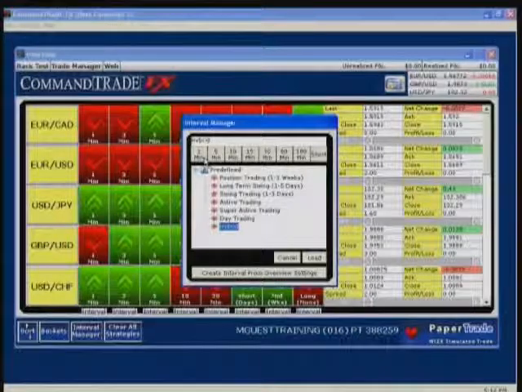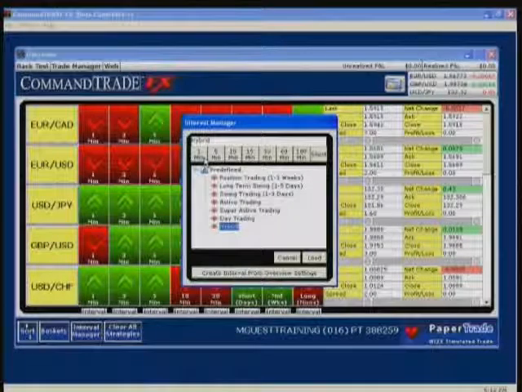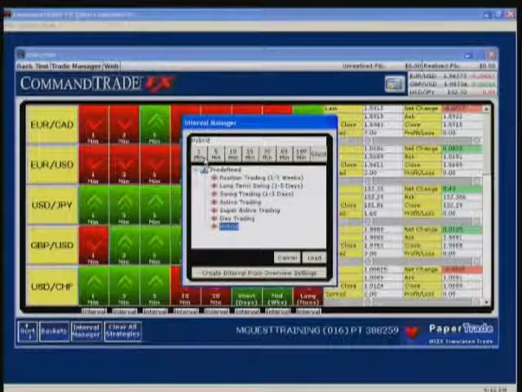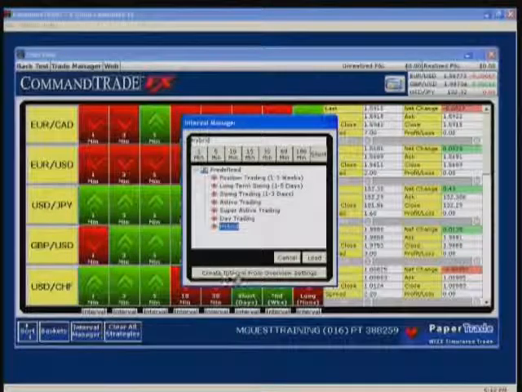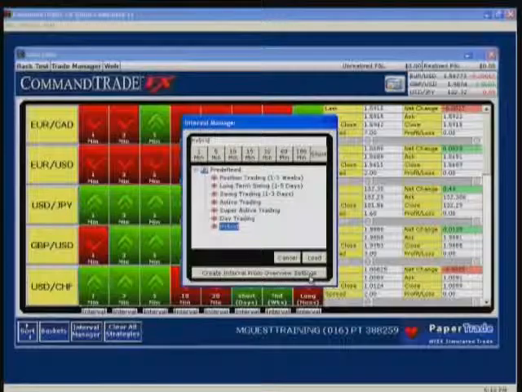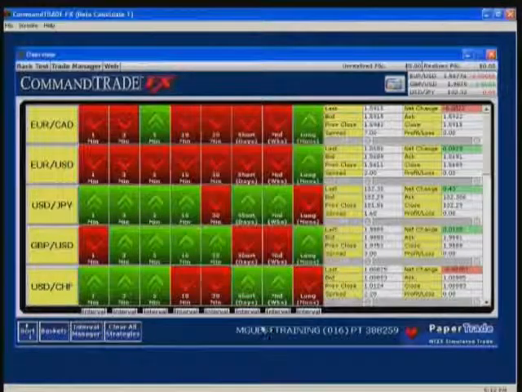So again, no matter your trade style, when you first load up that software, you're going to find a template designed for your trading style. Awesome. Now, of course, you can create custom templates, save those custom templates right over here. Create interval from overview settings. Okay. Real simple stuff. I'm going to go ahead and cancel out of that, and let's keep moving forward here.